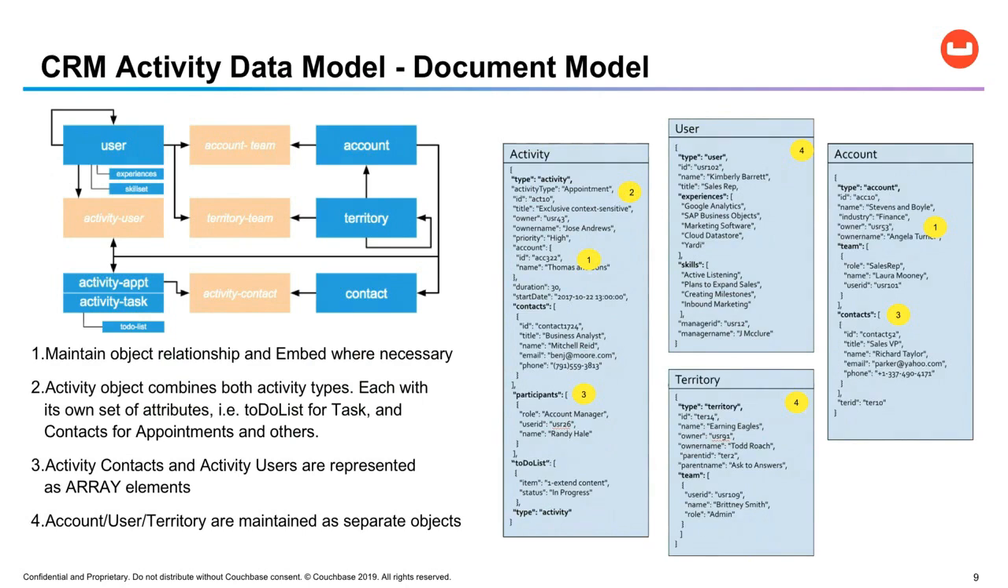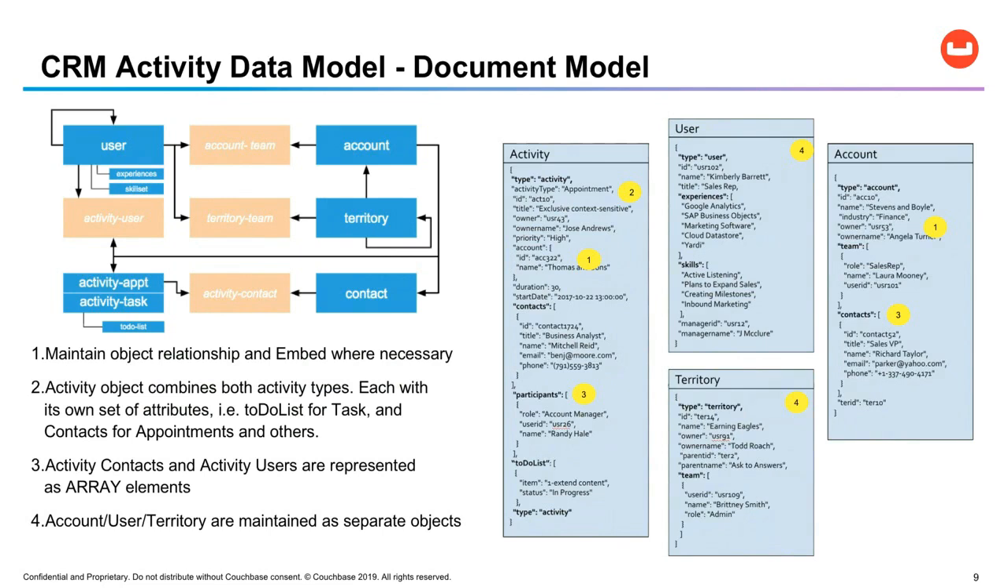The activity object combines both activity types, each with its own set of attributes, i.e. the to-do list for task and contact for appointment and others. This is much more efficient than the relational model because the activity document for appointment will now only have the fields that are specific to the type of activity.